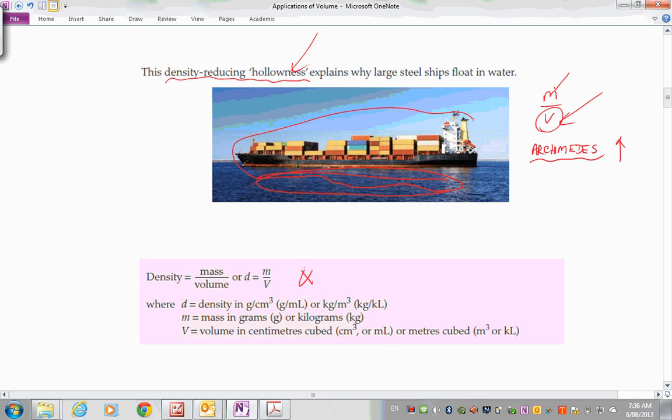So come on down here and we have a formula. Density is mass over volume. So density, of course, is a mass like grams per volume centimetre cubed or grams per millilitre.